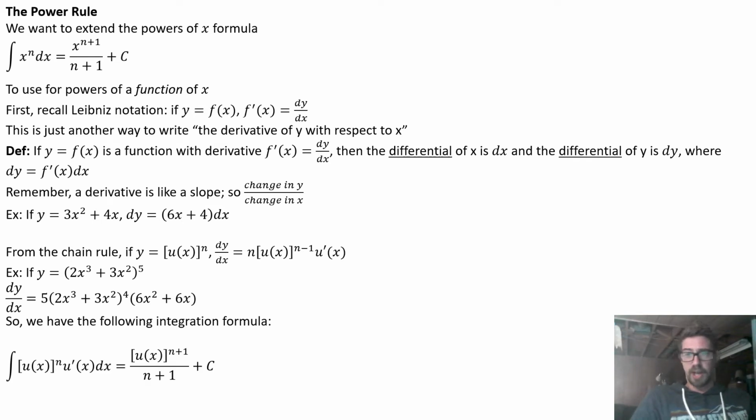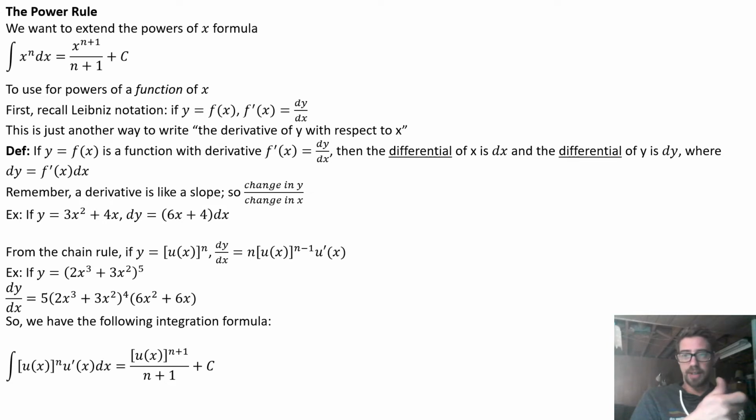All right, so that's what I just said, only generally. So if you have the integral of a function to a power times the derivative of that inner function, then you can integrate it just like you would just using our power rule for integration. The power goes up by 1, and then you divide by that same number. So it's that function u of x to the n plus 1, and then dividing by n plus 1.